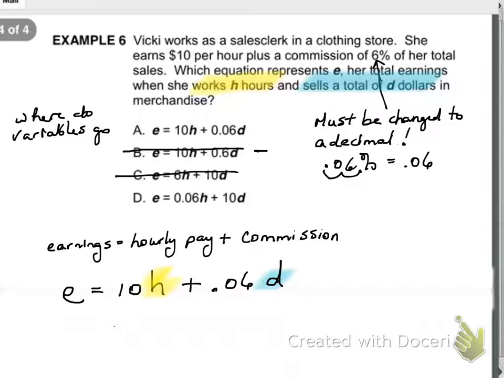So where do the variables go? That's critical in these things. So she made $10 for every hour she worked, and 6% of her total sales dollars, and then you add those together, you get her total earnings. So the answer that fits this question is A.